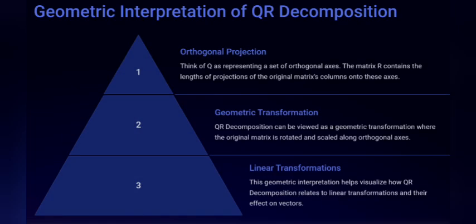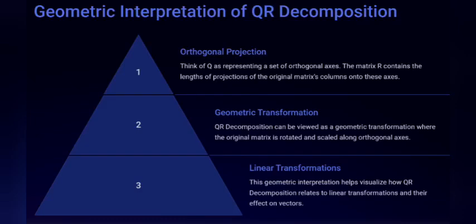Now we will enter into the topic of geometric interpretation of QR decomposition. Orthogonal projection. Orthogonal projection is important to understand the geometry of matrix transformations. Think of Q as representing a set of orthogonal axes. The matrix R contains the length of projections of original matrix columns onto these axes.